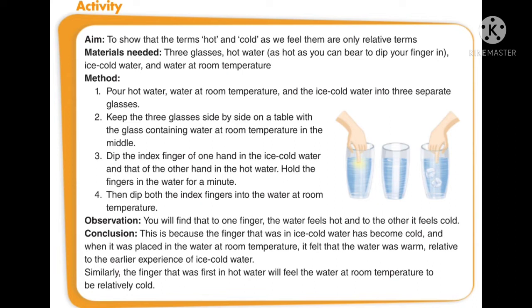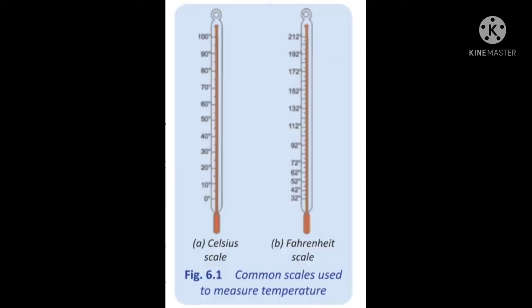Then measurement of temperature we have learned. By which instrument do we measure temperature? That is thermometer. Is it? Yes. So temperature scales. We have learned about scales. Is it? What are the 3 temperature scales we have? That is Fahrenheit scale, Celsius scale, and one more is Kelvin scale. Is it? Here we learnt 2 scales, that is the Celsius scale and Fahrenheit scale.